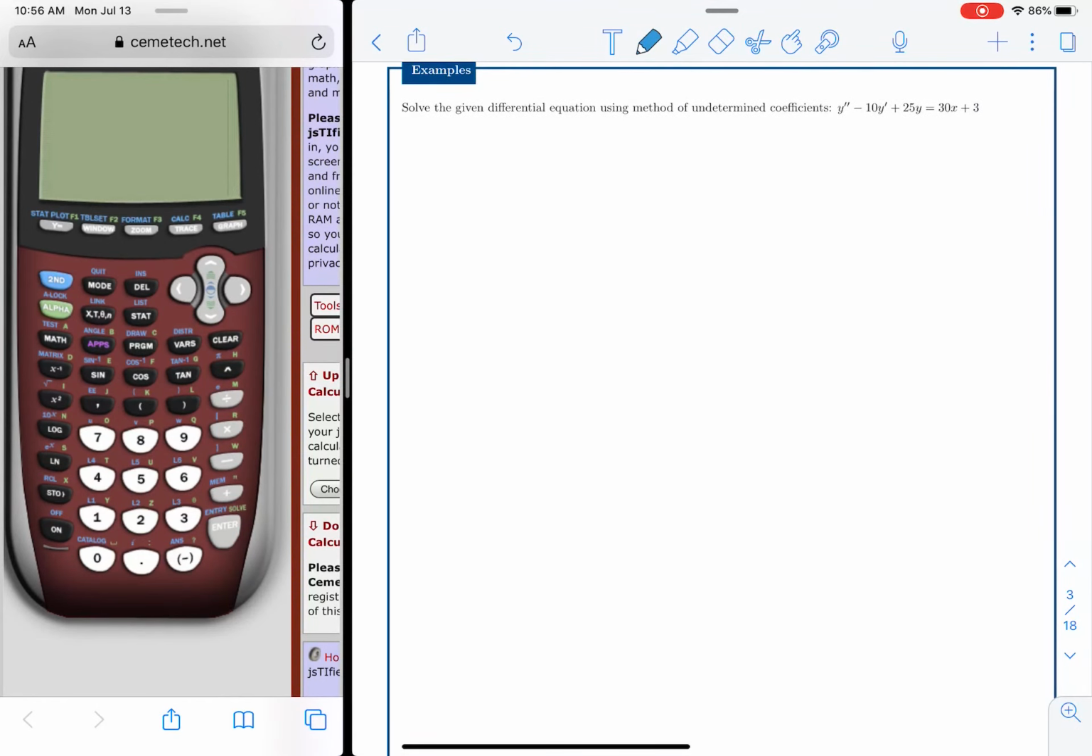So let's start with a simple case. So this is a differential equation which we want to solve using the method of undetermined coefficients. The first step is to write out the associated homogeneous equation: y double prime minus 10y prime plus 25y equals 0. And we know how to solve that because we have constant coefficients.